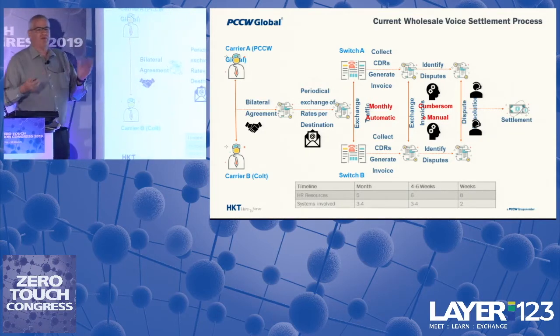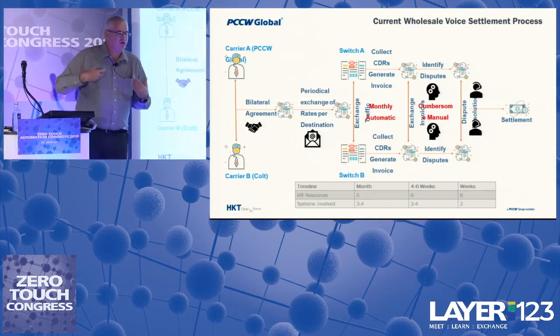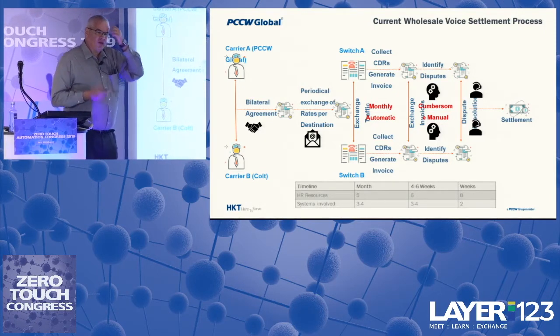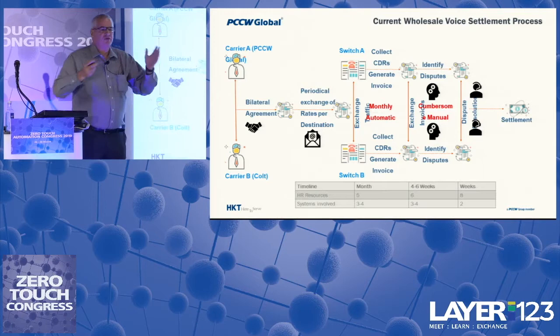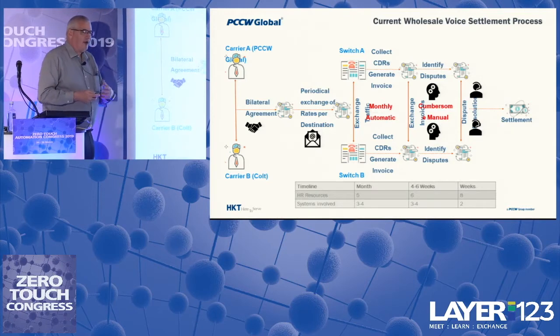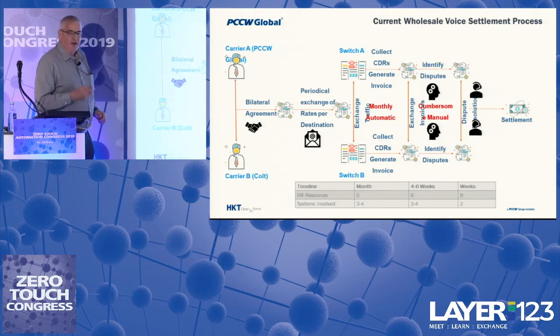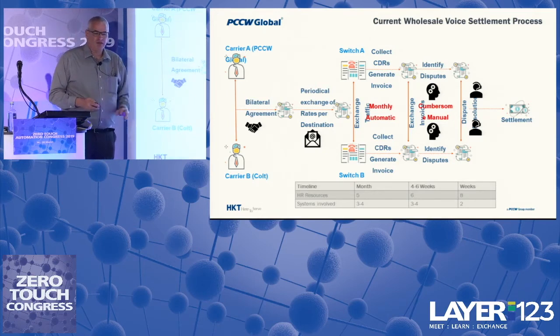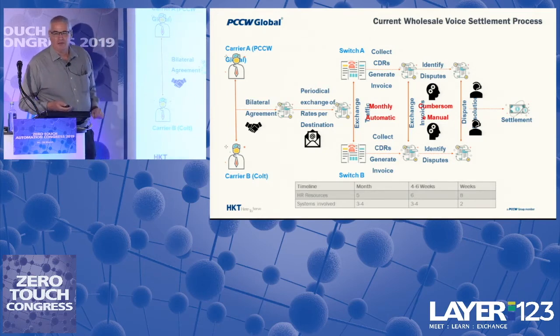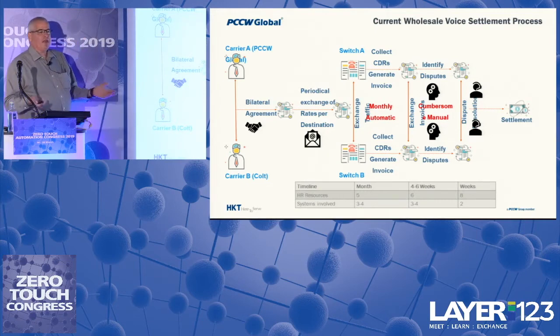There is always some sort of discrepancy because we measure on our switch, Colt measures on their switch, and things don't work as they should. We billed them $1,000. They think they only owe us $990. We stated 1 million minutes. They thought it was 1,100,000. There was a discrepancy, and now we need to resolve that.